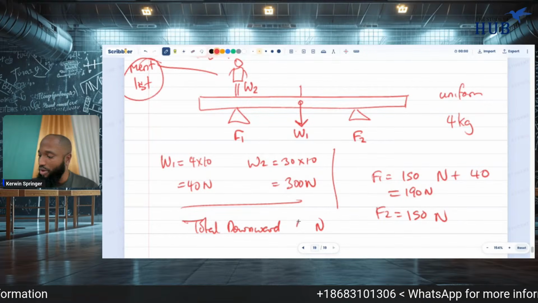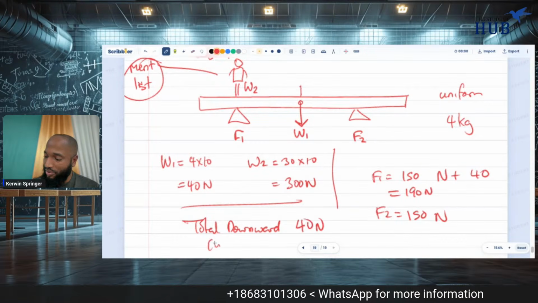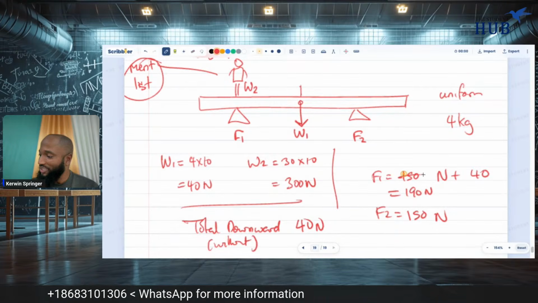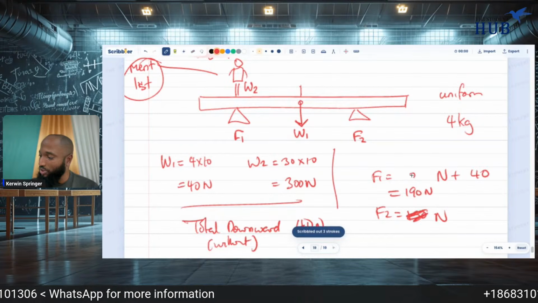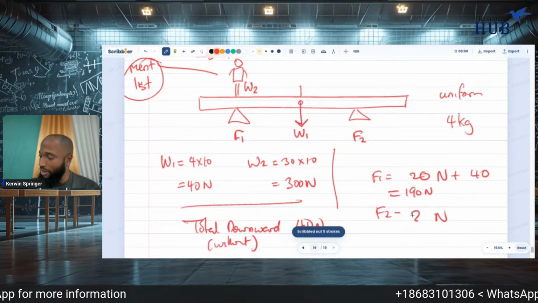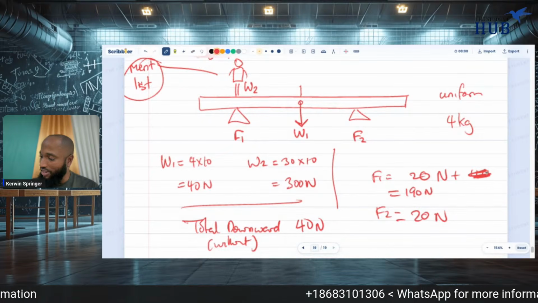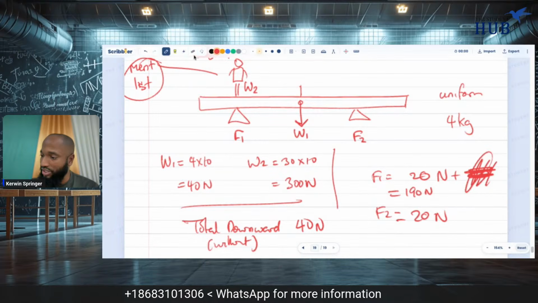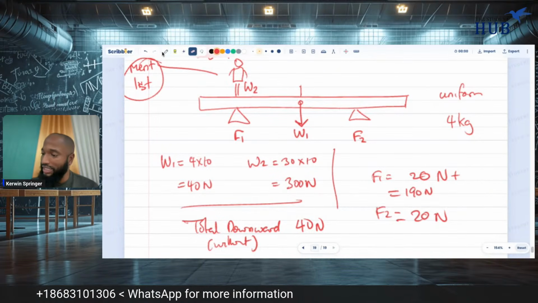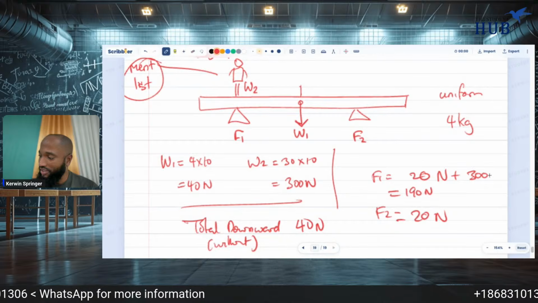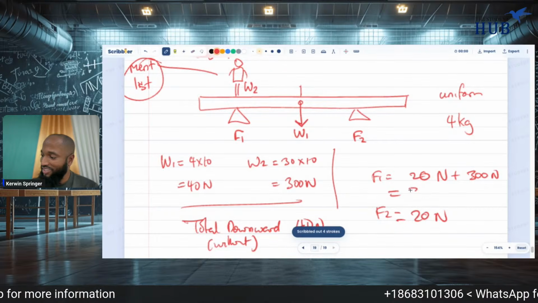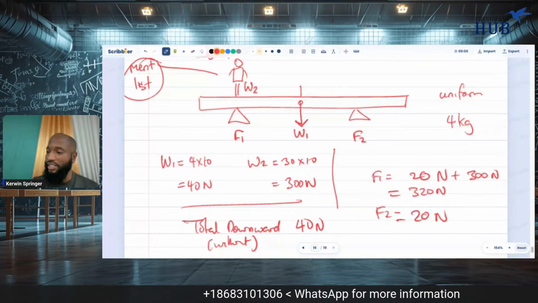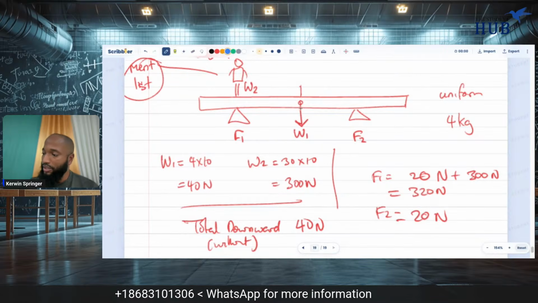So the total downward without the boy, or Meritless, without the boy is 40. So this is 40 divided by 2 is 20. This divided by 2 is 20. And then we'll add on the 300 here. I'm trying to erase this thing. So is that making sense now to everybody? So you get 320 here. It's making sense now? Let me say it over since I messed it up.